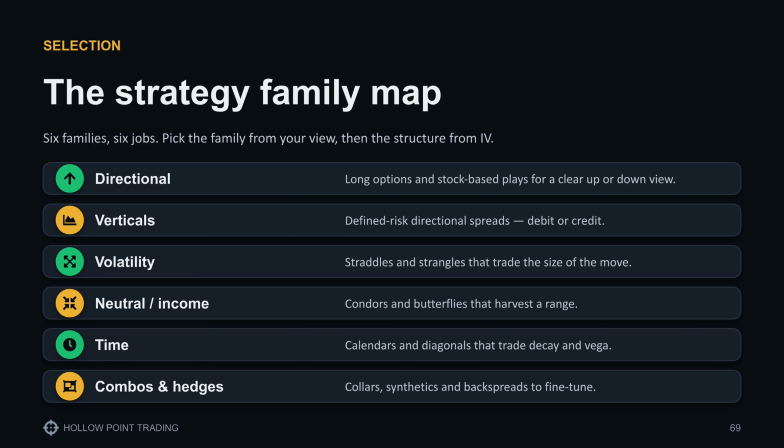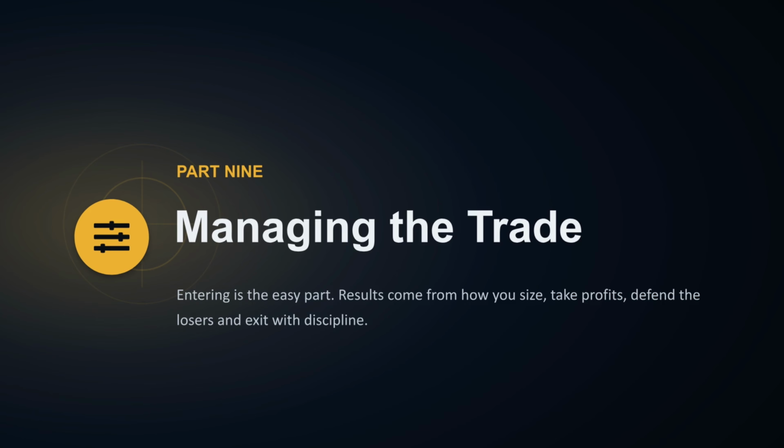The strategy family map organizes options into 6 core jobs: directional plays, verticals, volatility trades, neutral income strategies, time decay plays, and combinations for hedging. Identify the job you need to do, then use the current market volatility to select the specific structure that fits best. Part 9 focuses on managing the trade.